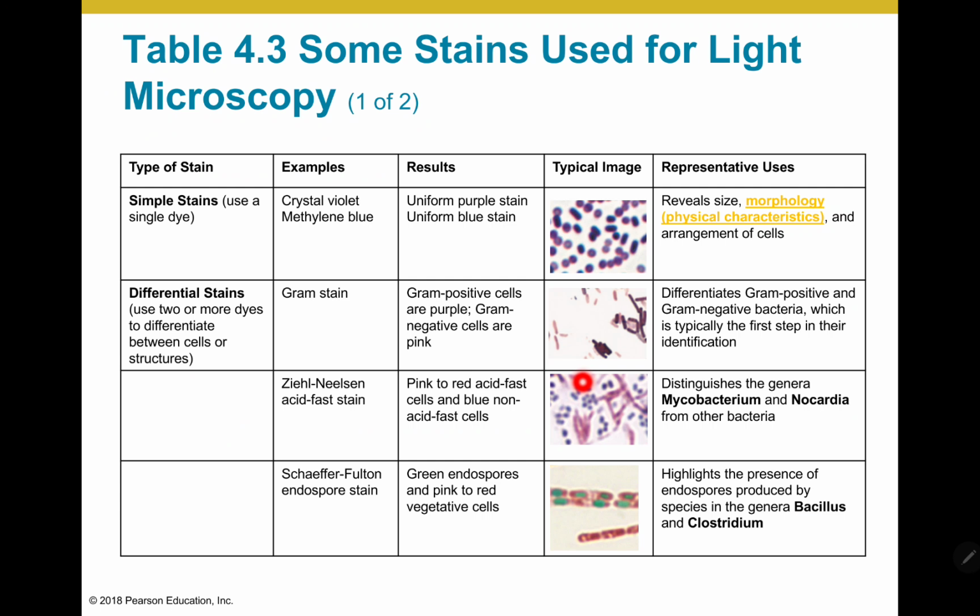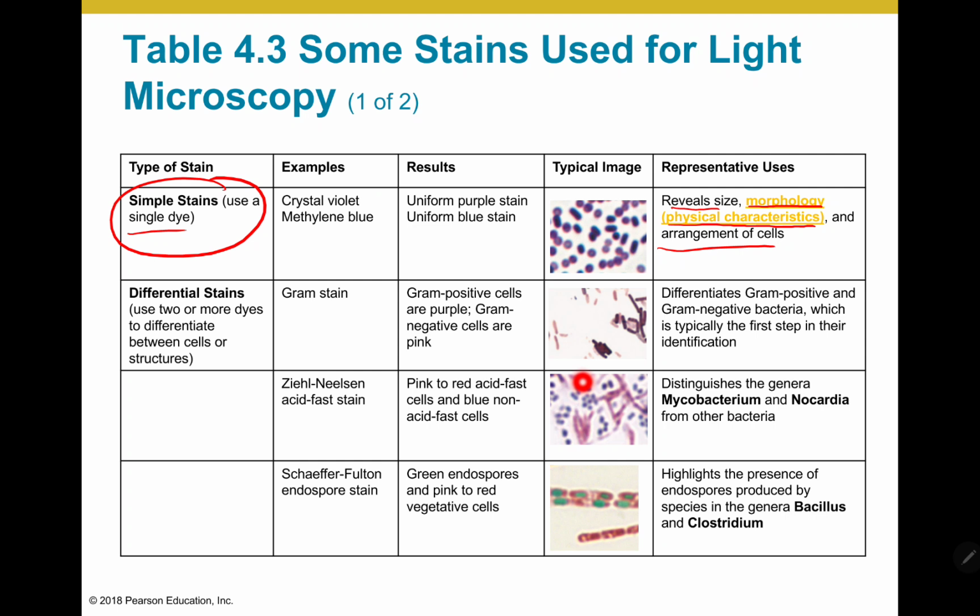For staining, these are some stains that are used for light microscopy. We have simple stains. A simple stain is just a single dye, one dye, such as crystal violet or methylene blue. Simple stains are there to reveal size and show us the morphology, so the structure or physical characteristics, and the arrangement of cells. That's why we use a simple stain, to see what it looks like, basically.